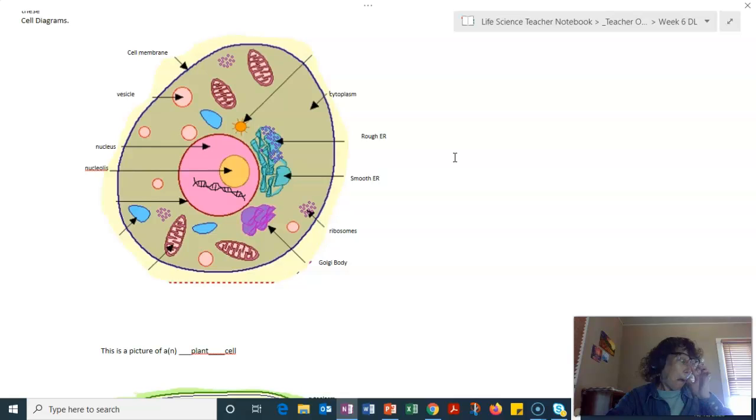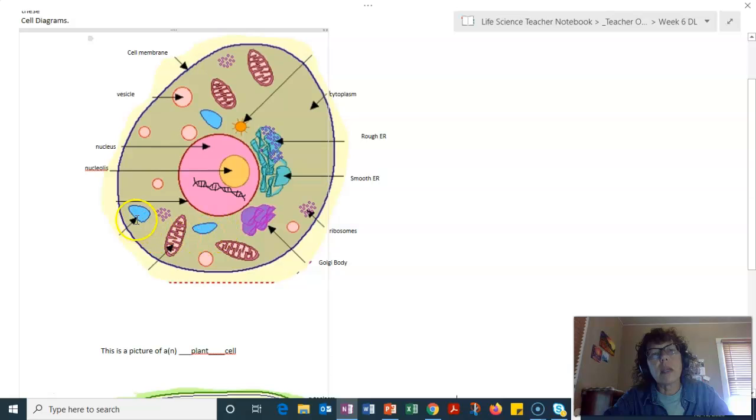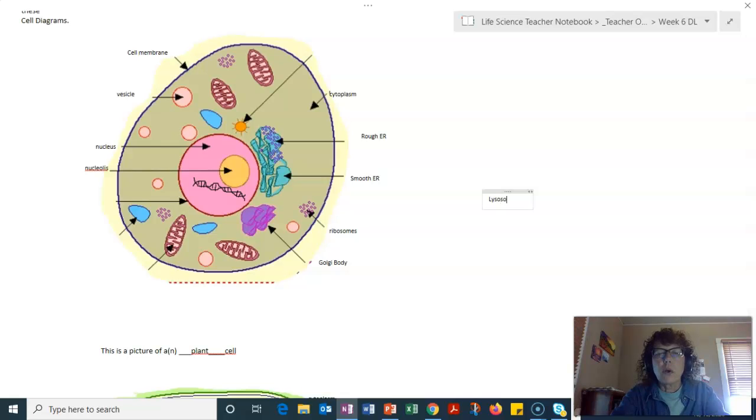All right. Next on our list, we learned that lysosomes are like the cell's garbage collectors because they remove waste. Lysosome is something that we usually only find in an animal cell, and we're going to use this one right here, pointing to a small blue space. We're going to call that our lysosome. Lysosome is L-Y-S-O-S-O-M-E. We're going to move it right over here to label that.